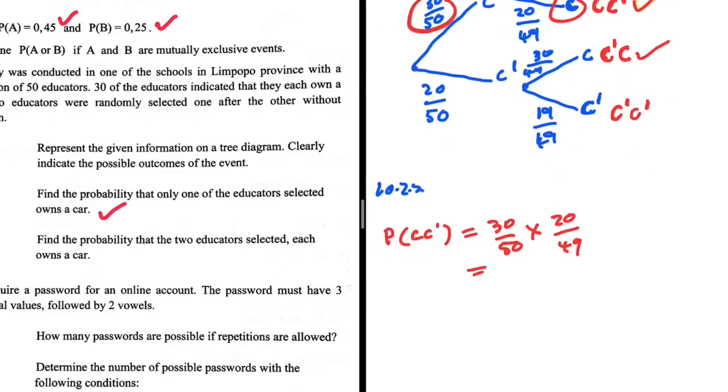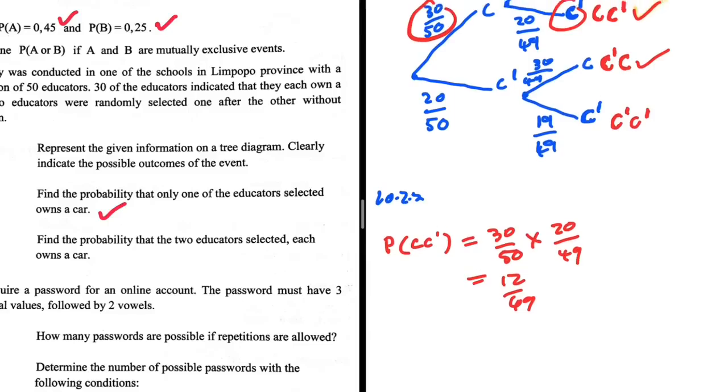30 over 50 multiplied by 20 over 49. That is 12 over 49. Okay, so I have 12 over 49. But this can happen in two ways, right? The first teacher selected may not have a car and the second teacher might have a car. So let's look at the probability of that outcome.